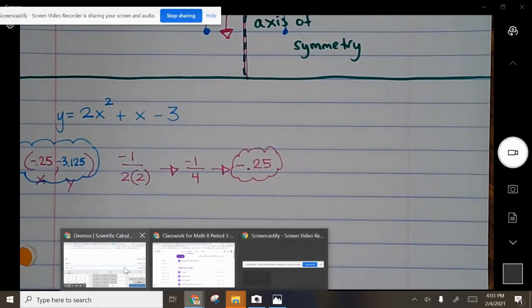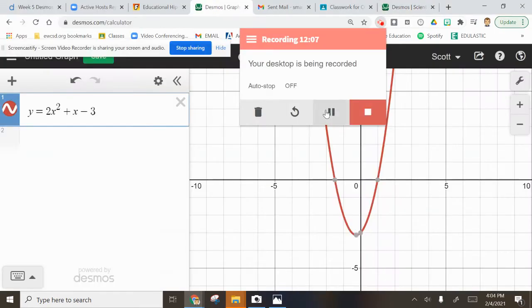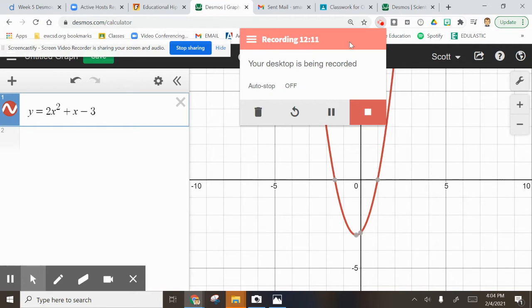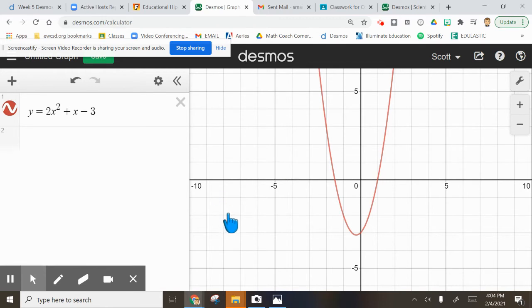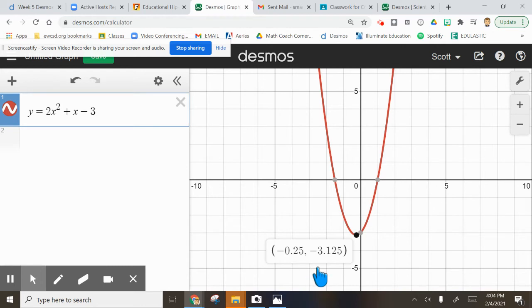Let me show you something. So now take a look at this. I have this up here. I'm going to go ahead and deal with this. Let me move this out of the way. All right, sorry about that. So when I look at this problem here, I'm going to realize that this is the graph. I just typed in that whole thing here. Where's my vertex? I wonder if it'll tell me. Look at negative 0.25 and negative 3.125. That's what we just did.